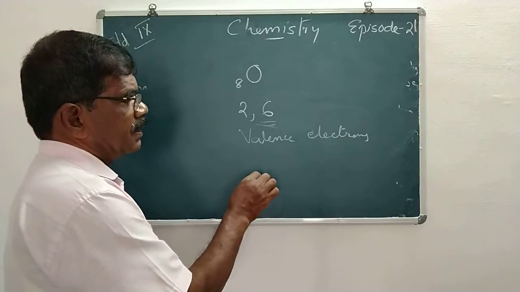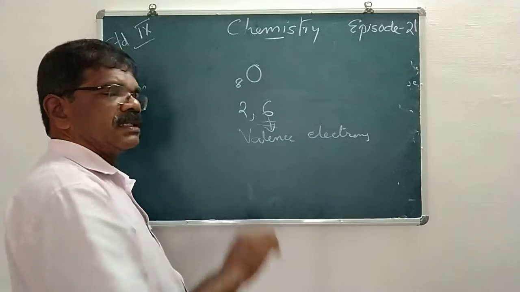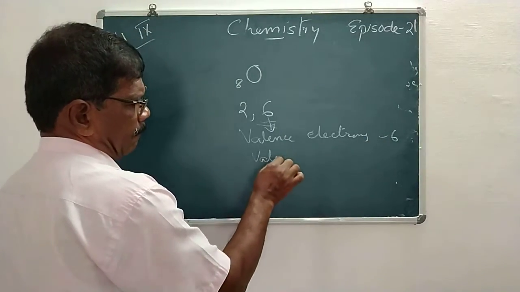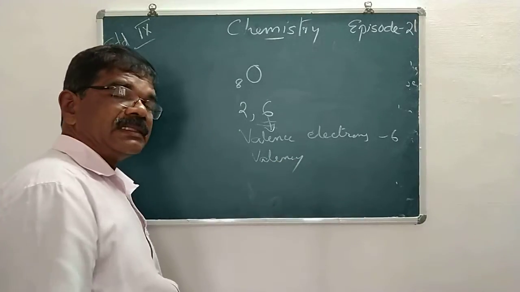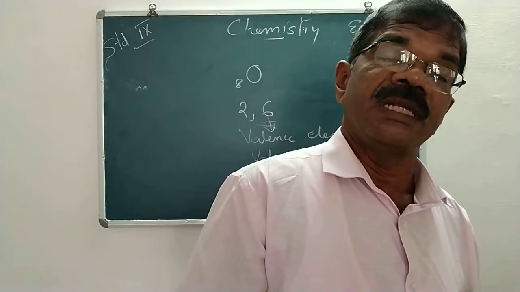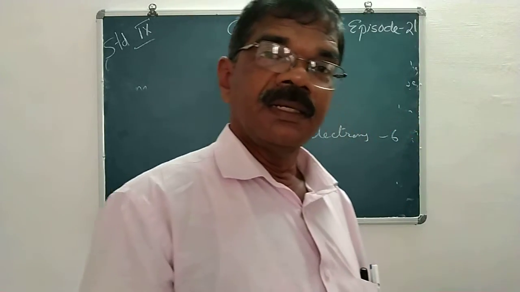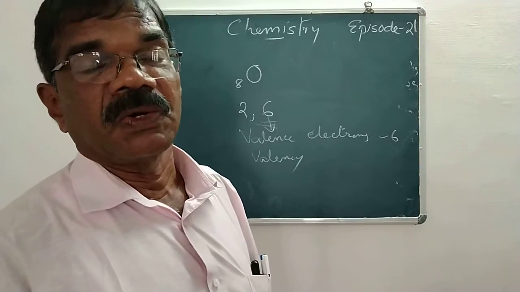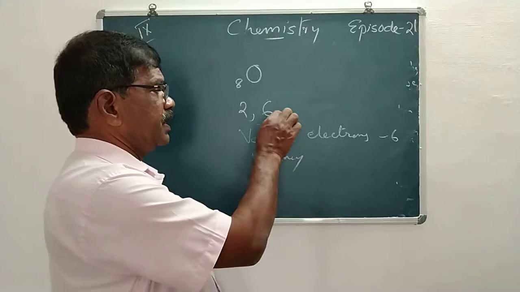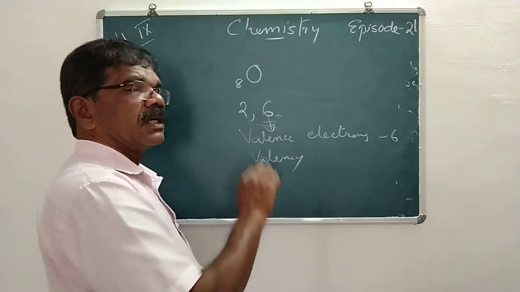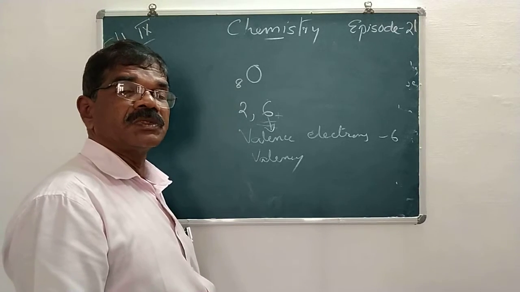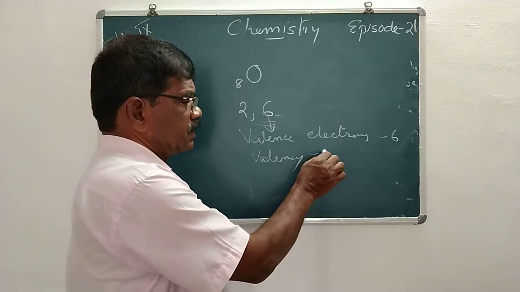What is valency? Valence electrons are 6. What is valency? Valency is the combining capacity of the element. That means the number of electrons gained or lost to attain stability. This atom requires 2 more electrons to attain stability. An atom attains stability when it has 8 electrons in the outermost shell. So its valency is 2.